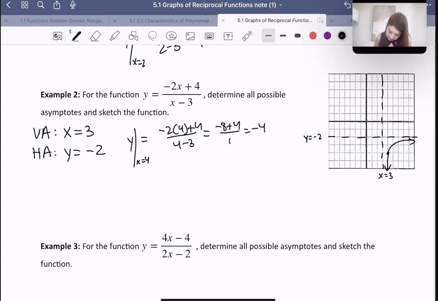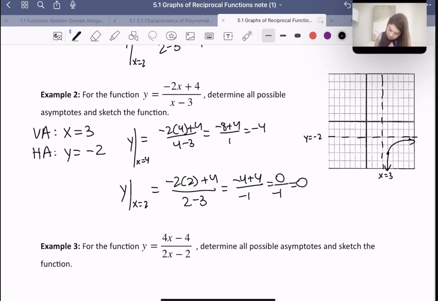Then let's do the same thing with something less than 3, so maybe let's do 2. That would be (negative 2 times 2 plus 4) over (2 minus 3), which is negative 4 plus 4 over negative 1, which is 0 over negative 1, which is 0. And just a reminder, 0 is okay for our numerator. It's just our denominator that can't be 0. So this is a perfectly good and valid point.